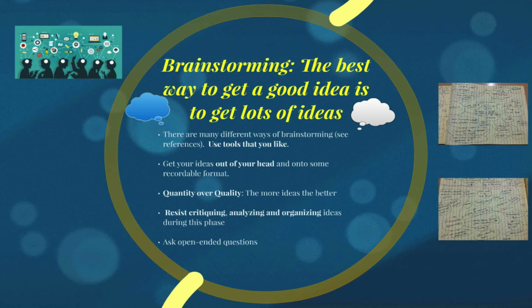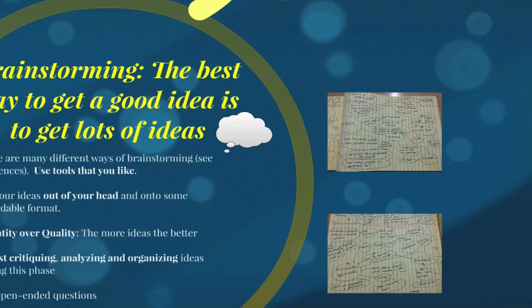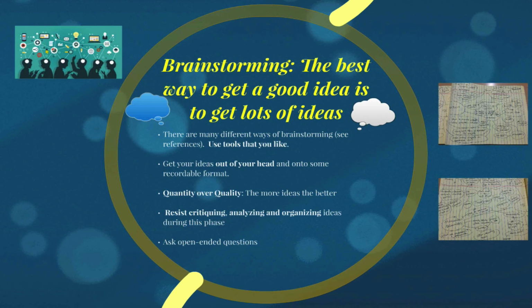All right, brainstorming. The best idea, or the best way to get a good idea, is to have lots of ideas. And there are many different ways of brainstorming. I suggest that you use tools that you like. For me, for example, I really like using a whiteboard, washable markers and a whiteboard. I like having a big space, and then what I'll do is actually take a photo of the brainstorming map that I've done on the whiteboard, and then I'll convert that photo into a PDF. But you can use different types of software. There are lots of things on the internet.